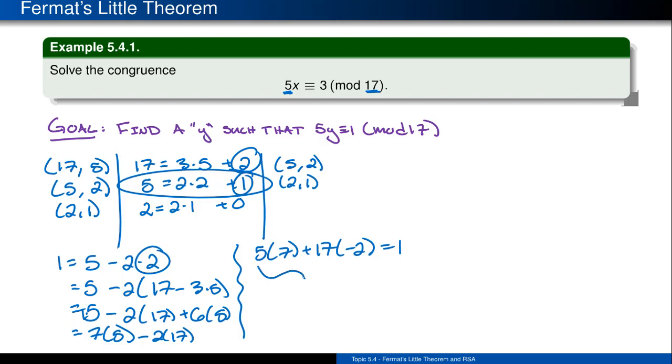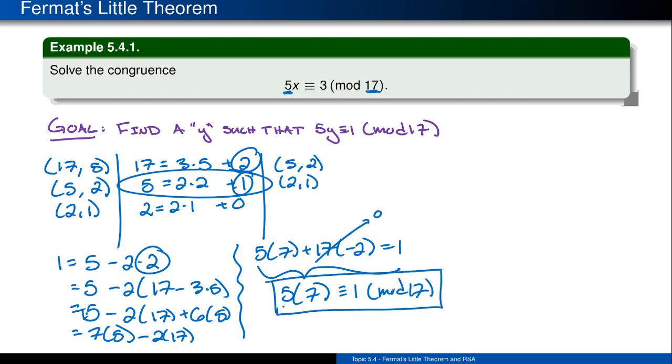So if I look at this big key equation and do this reduction modulo 17, I know that that 17 right there is going to turn into a 0 in this mod 17 world. So what I end up seeing is that 5 times 7 is going to kick out a 1 mod 17. So that's exactly what I was hoping to see.